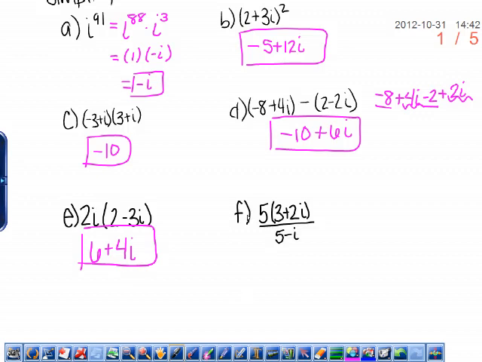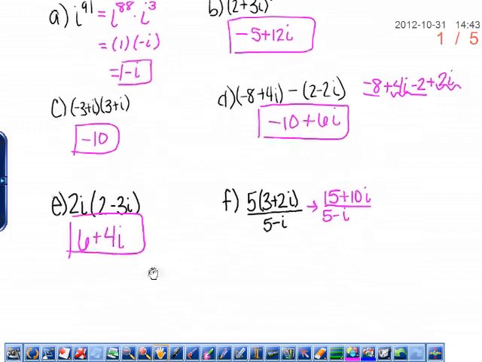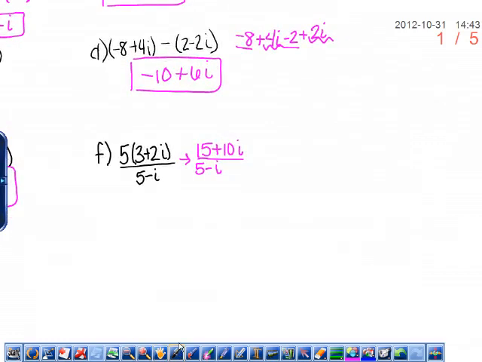All right, on F, you may distribute the 5 first or keep it on the outside and distribute it at the end. What would you like to do? Distribute first? Okay, so this would be 15 plus 10i over 5 minus i. What do I have to do with the 5 minus i in the denominator? Multiply by the conjugate. What is the conjugate of 5 minus i? Good. Make sure you put parentheses around everything. And then let's go ahead and distribute.